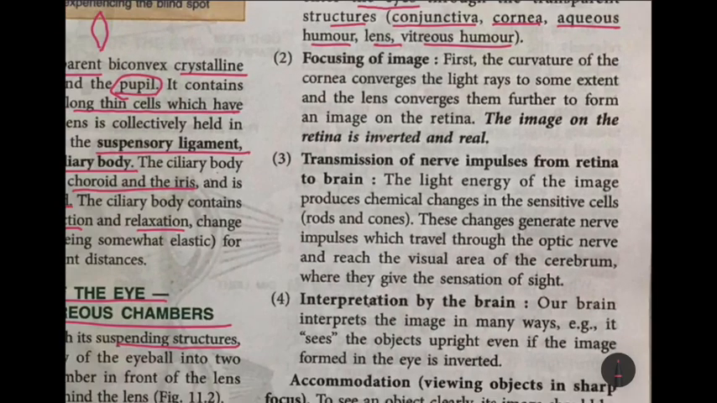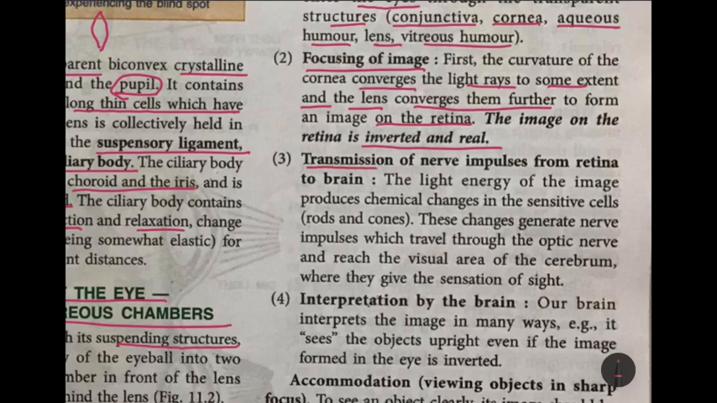Then the focusing of image. First, the curvature of the cornea. A cornea is curved, our eyeball is curved, rounded. So it converges the light rays, and after that it enters the pupil, and then it goes through the lens, which converges them further to form an image on the retina. The image on the retina is inverted and real. So inside our retina, the image of the object is formed, it is real, it is inverted.